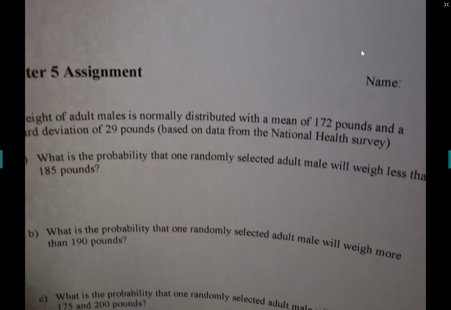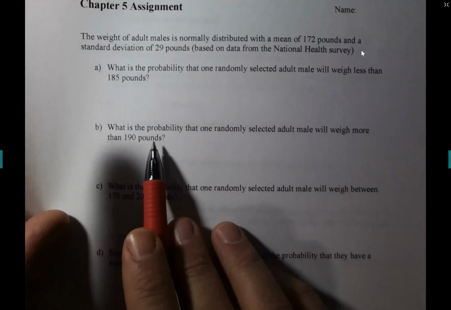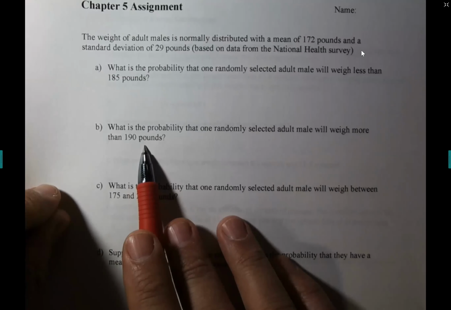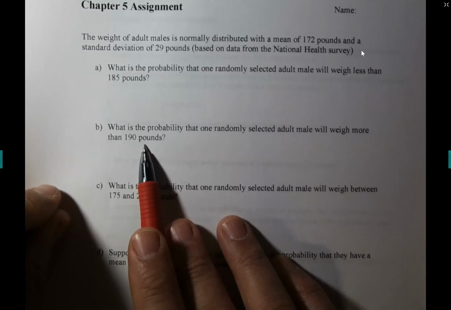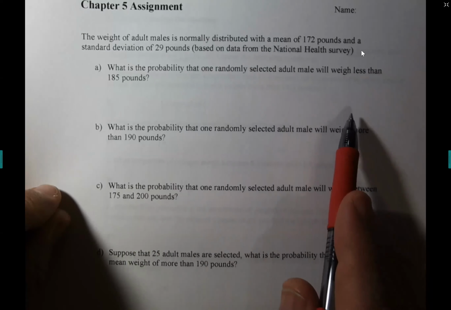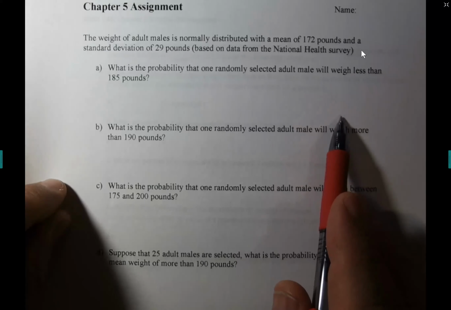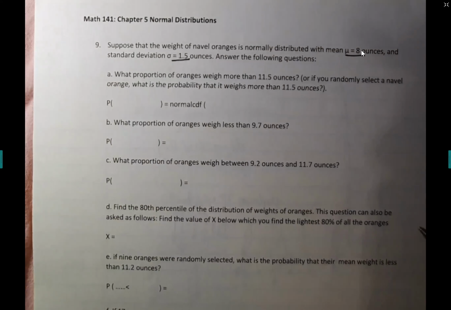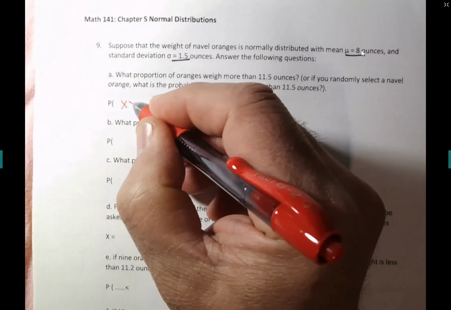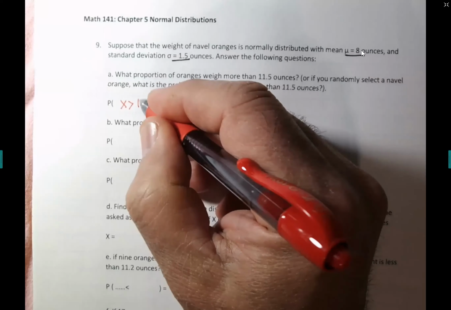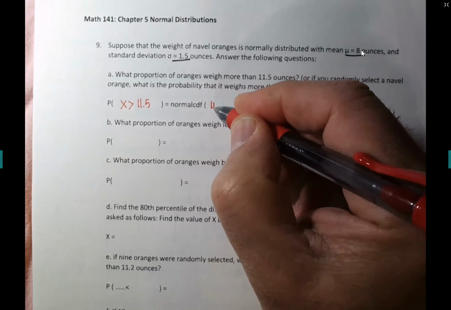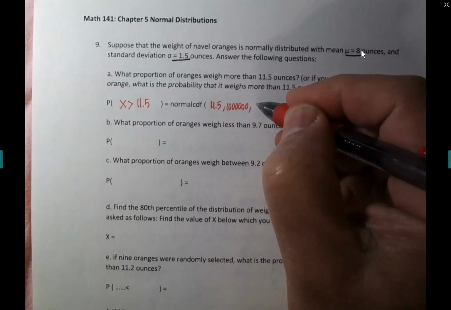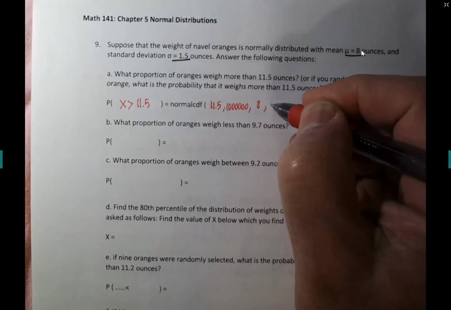Okay, let's look at the assignment. What is the probability that one randomly selected adult male will weigh more than 190? Very much the same question, guys. Here it's about weights of males and the other one weights of oranges. So part B here is part A in here. You start with X more than 11.5 ounces, and that will be 11.5 lower bound, a million, and then 8, and then 1.5.